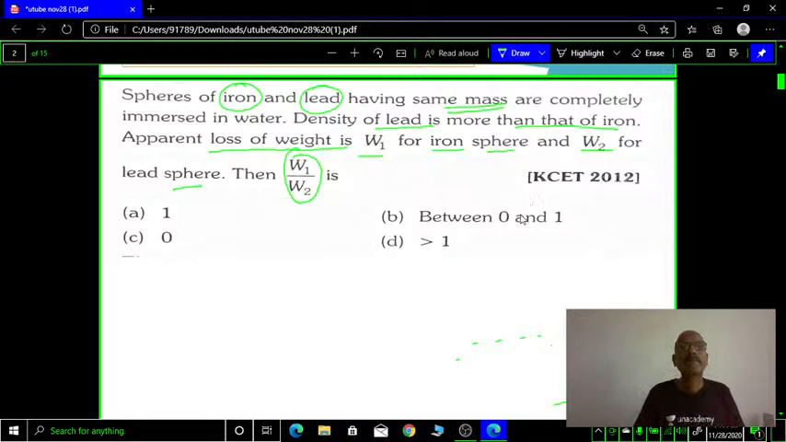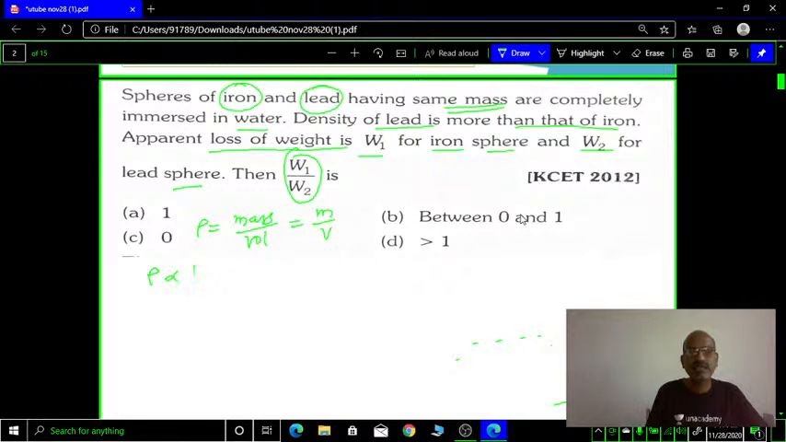First, iron and lead same mass. Then both are immersed in water. Density of lead is more than that of iron. What is density? We know density equals mass per volume. How is density related to volume? Density is inversely proportional to volume. See here, density is mass per volume, so density is inversely proportional to volume.